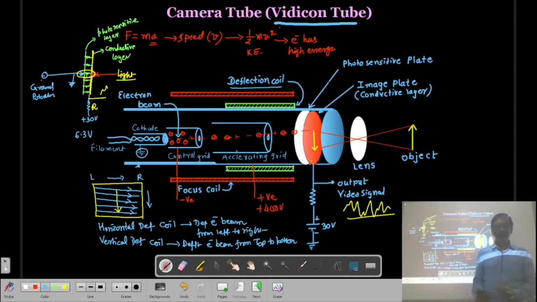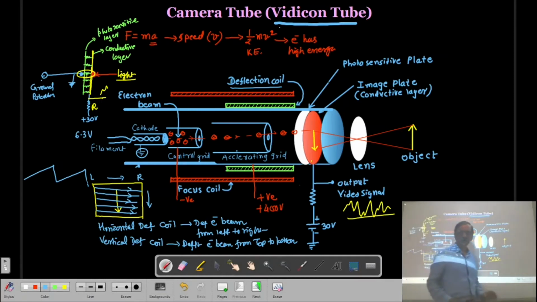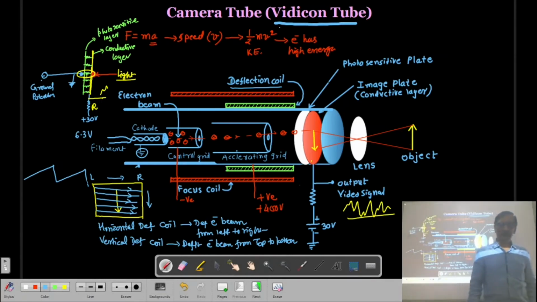But to deflect this electron beam, we require a coil. And in the coil, when we pass a current, like a sawtooth current, this kind of current will be there. This is a sawtooth current. So it produces a magnetic field. Due to this deflection coil, the magnetic field is going to be produced. And here the electron enters the magnetic field, and according to the direction of the magnetic field, the electron beam is going to be deflected in this manner.